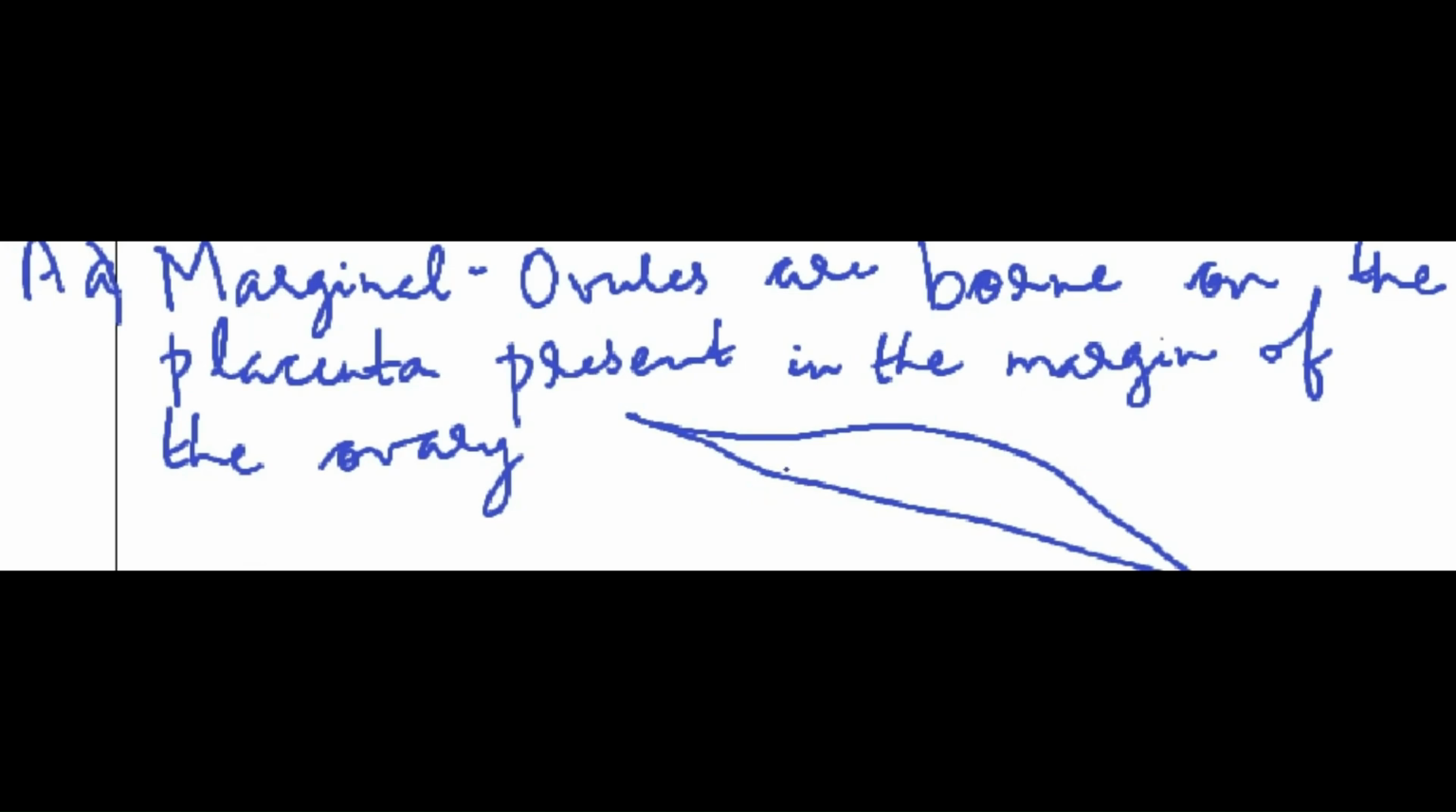So this is a kind of marginal placentation where the ovules are borne on the placenta that is present in the margin of the ovary. So there will be a ridge here, that means a heightened place, and there will be placenta. From there, ovule arises. And this is the ovary. This placentation is called marginal. Only one of the margins is having ovules.